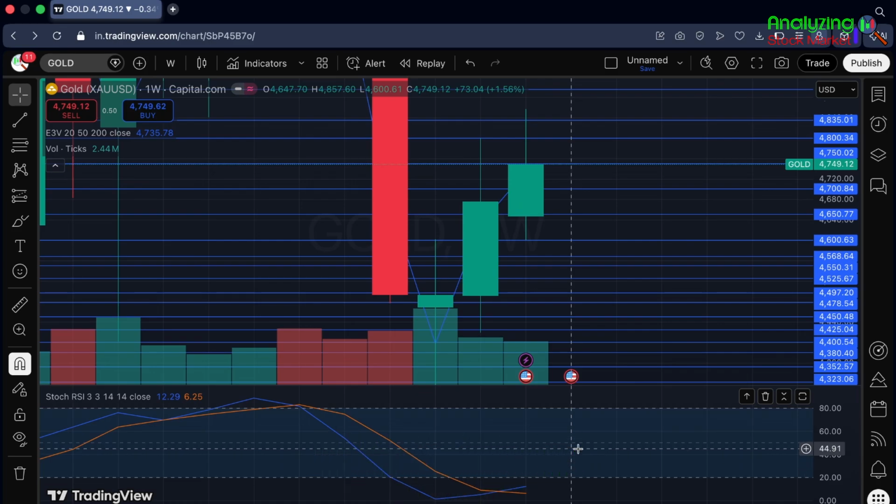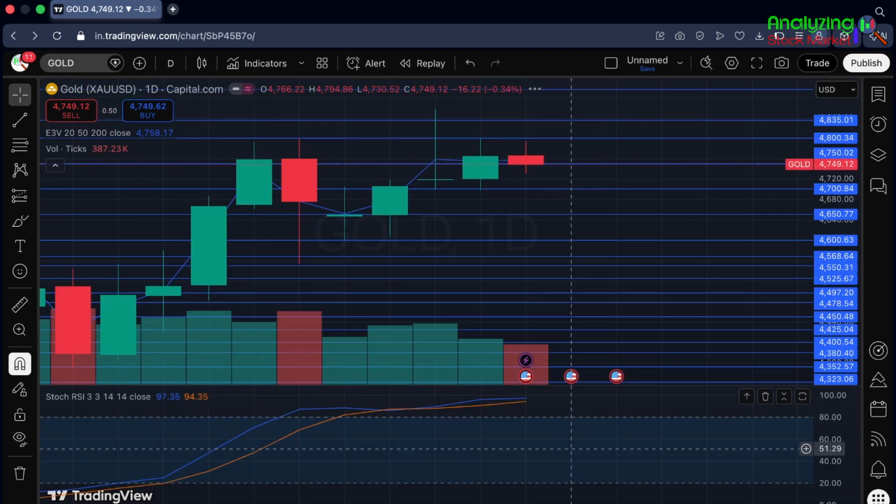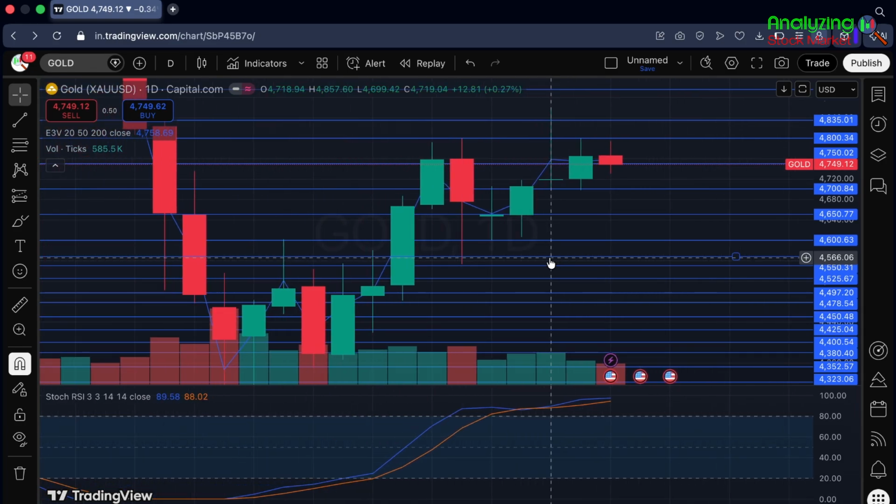But remember, as we always say, we should not only depend on RSI or other indicators. We should also look for other factors which move the pair, like any news or important events, and then make a decision according to that data. Now let's mark some important support and resistance zones on a one-day chart. So this is the one-day chart currently.